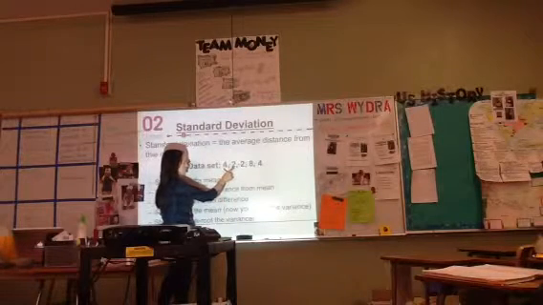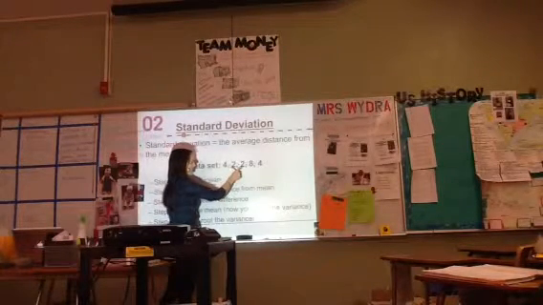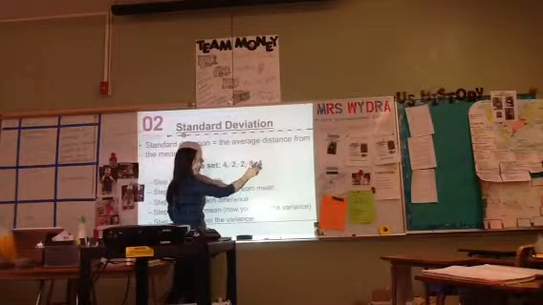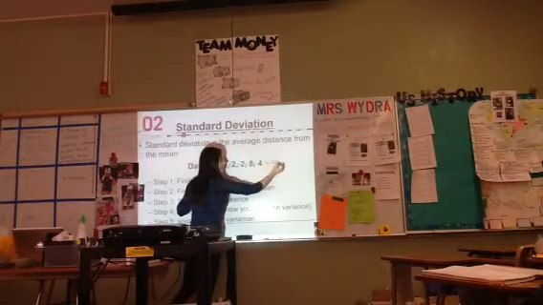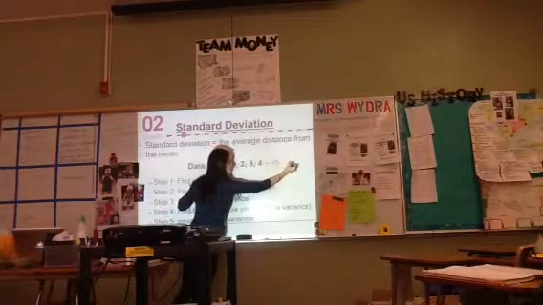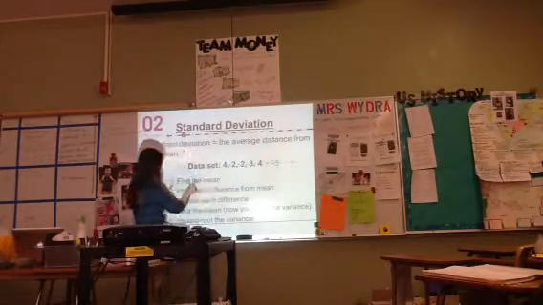So 4 plus 2 is? 6 plus 2 is? 8, 16, 20. 20. And how many values are there? 5. So what is the mean? 4. Okay, so we found the mean.